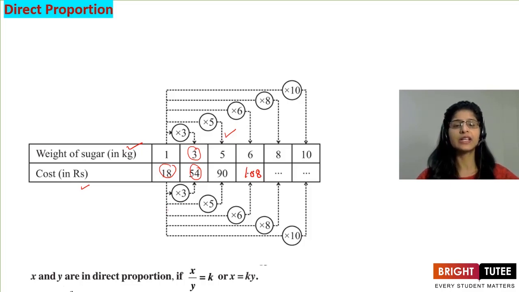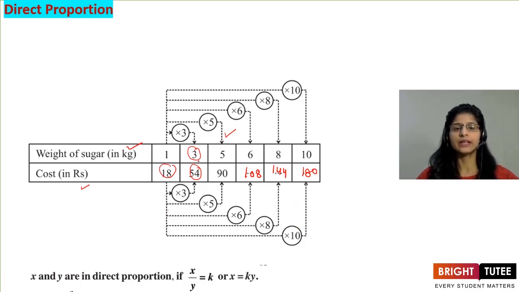Getting it? Now the next thing, we have to calculate the cost of 8 kilograms of sugar. If the cost is 18 rupees per kilogram, for 8 kilograms it will be equal to 144. Now the last part, when the weight of the sugar is 10 kilograms, what will be the cost? 18 into 10 is 180. Clear? So what is the thing that we observe here?